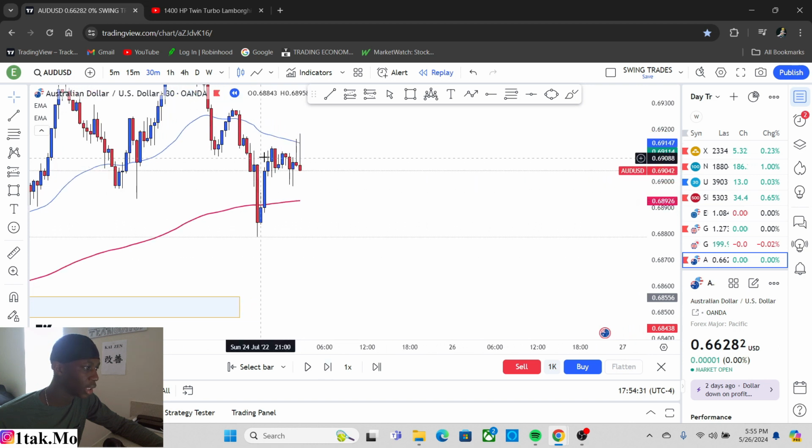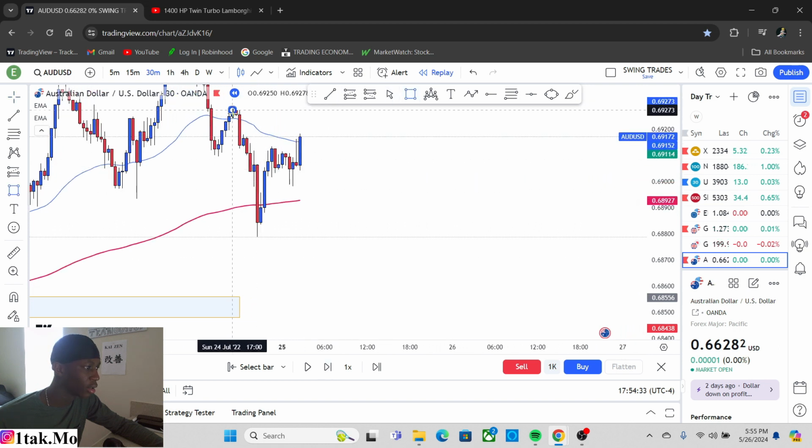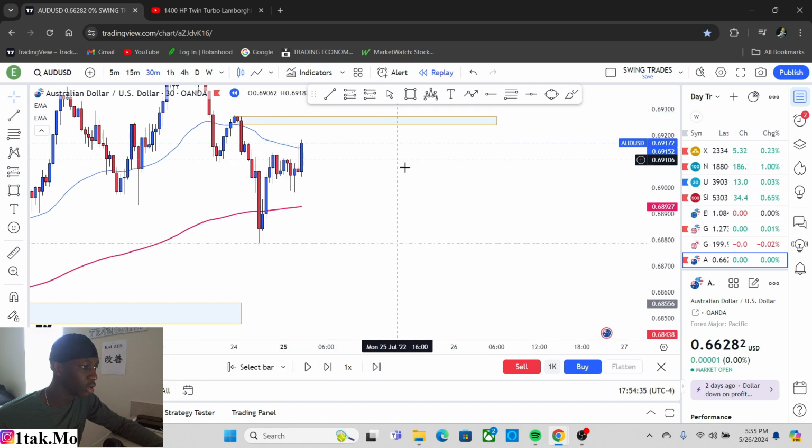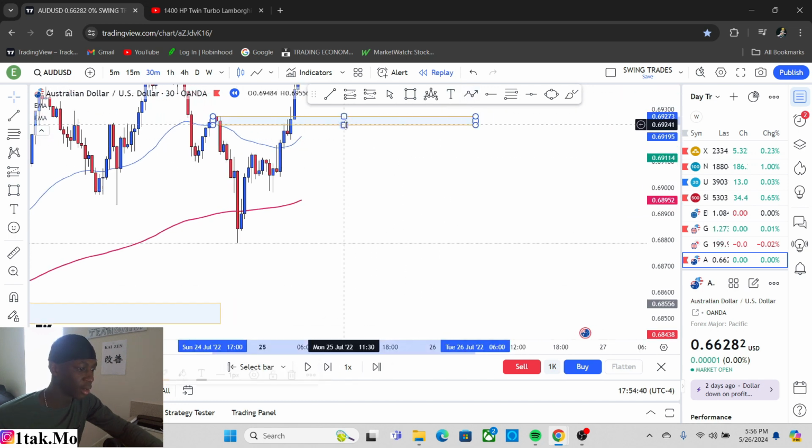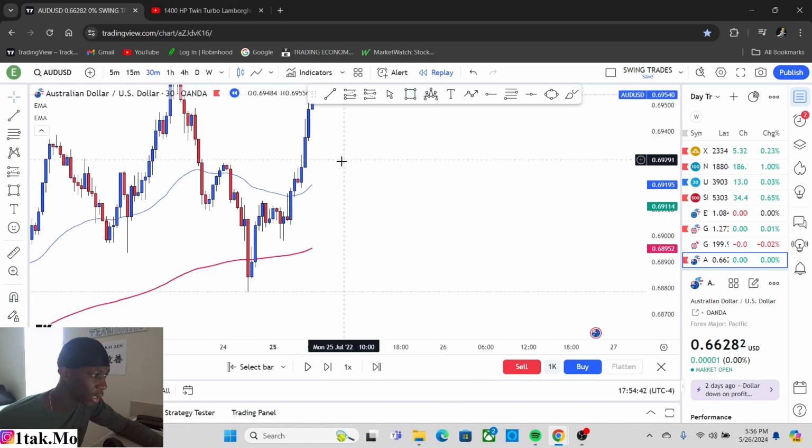Cool, price is doing this thing. There could be another one right here. Price could tap into this one to then fall. Let's see. Price did not respect that one. Cool. Made another one right here.